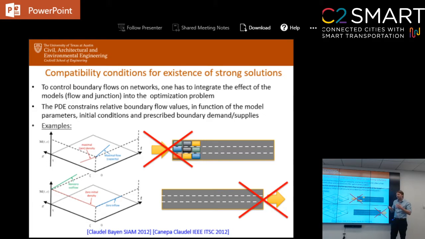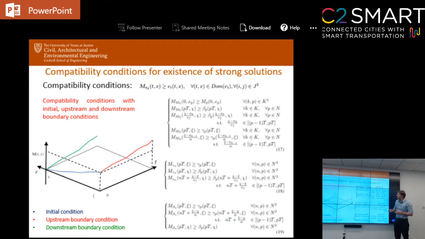Of course, the constraints in that case are more complex on the network because you have interactions between different links of the network. You have propagation times, and you have propagation times for the congestion as well. So in reality, the constraints are quite complicated, and this is how they look.